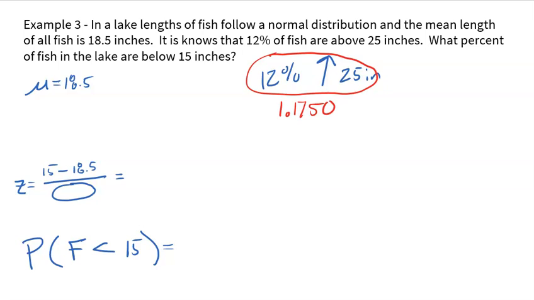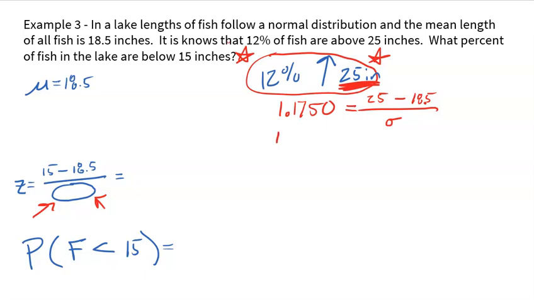1.1750. Now, why is this important? Because now I can use my z-score formula, 25 minus the mean of 18.5, and solve for the standard deviation that I don't know. Basically I'm using some given information to calculate future information that I'm going to need, and that's the standard deviation. Let me quickly remind you what I did. I found the z-score that represents this 25-inch fish. How did I get that z-score? Because I know there's 12% above it, which means 88% below it. That's how I got my z-score.